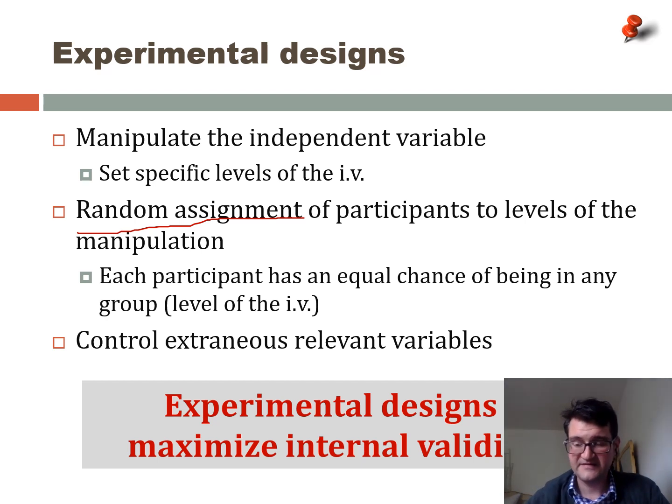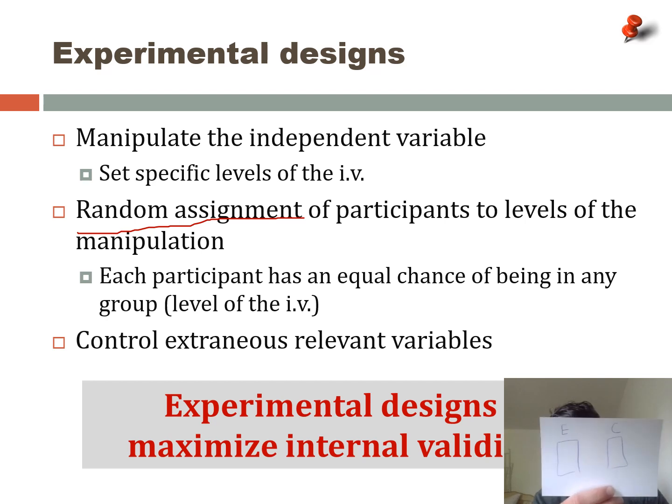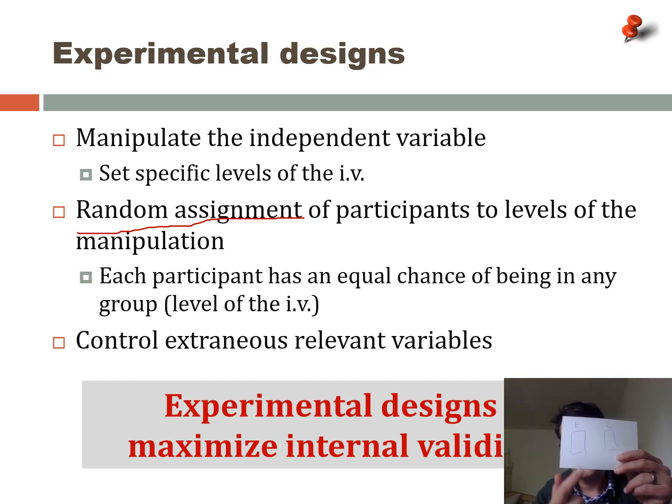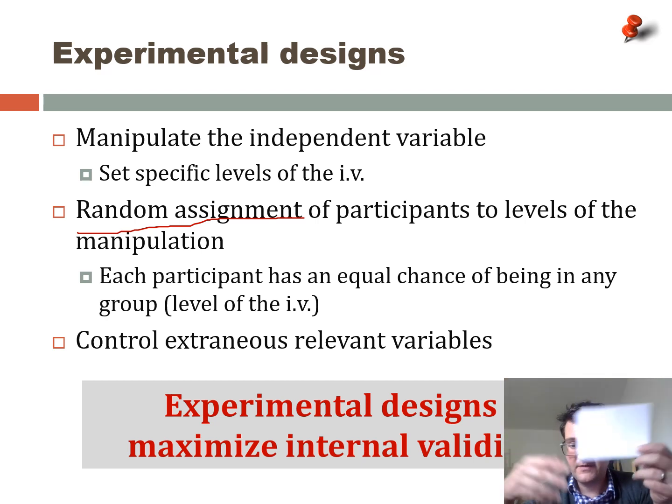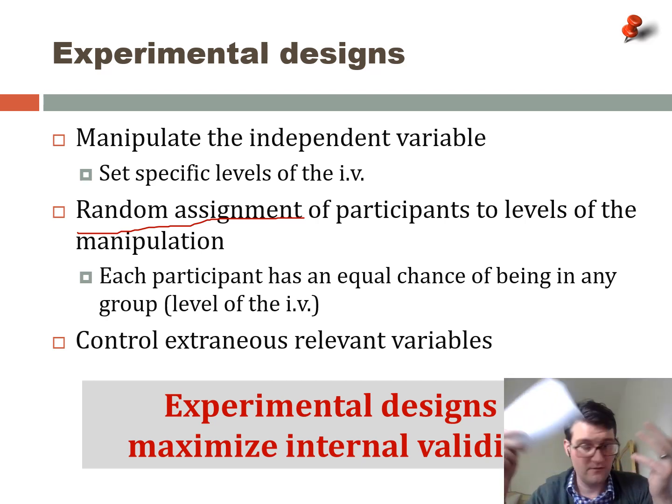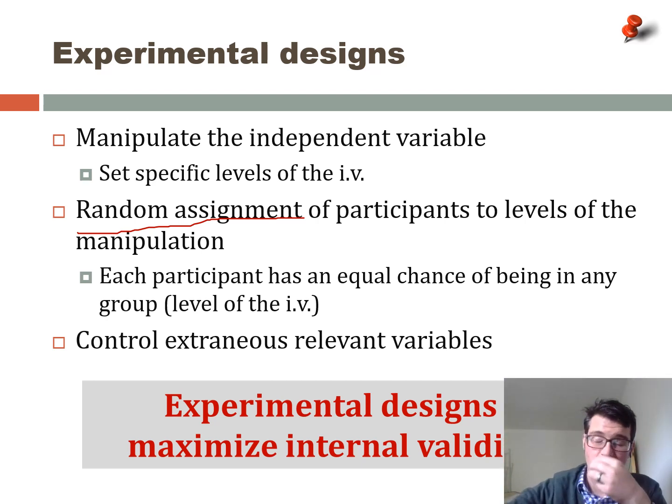The basic idea here is that every participant who comes in has an exactly equal chance of being in any of our conditions. It's always easiest to talk about with just the two, your experiment versus your control. When somebody comes in, they have a 50% chance of being in the experimental group, a 50% chance of being in the control group. Which is why illustrating this with a literal coin flip is a really good way of going about that.